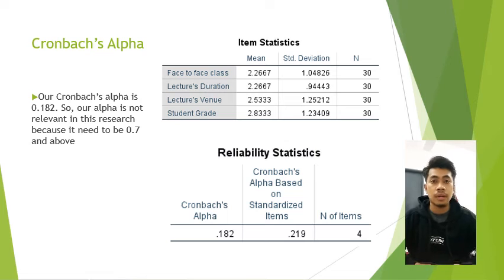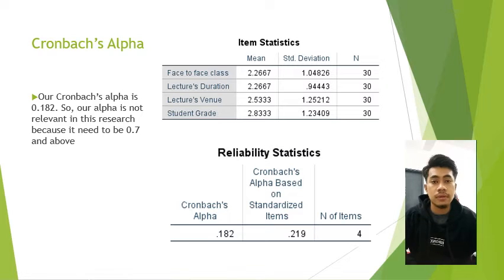Next is Cronbach's alpha. From the data that we collected from the 30 participants, as we can see from the table, item statistic, the mean for the face-to-face class is 2.2667. Mean for the lecture duration is the same as face-to-face class. Mean for lecture venue is 2.5333. Mean for student grade is 2.8333.